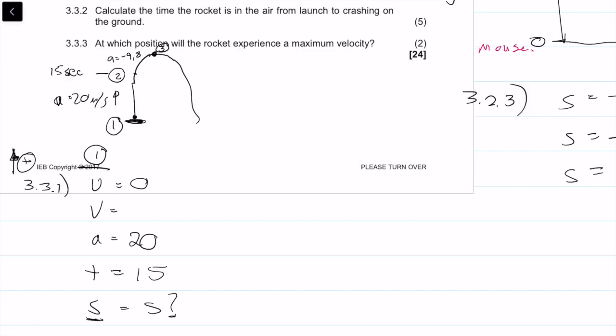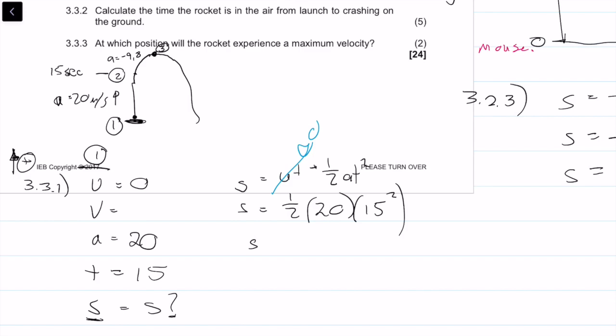So we can use the equation S is equal to UT plus a half AT squared. We know that U was equal to 0, so this term goes to 0. So we're left with a half times the acceleration, which was 20, times 15 squared is equal to our S. So S is equal to 2,250 meters. That I would say is S1, all the way until that point right there.